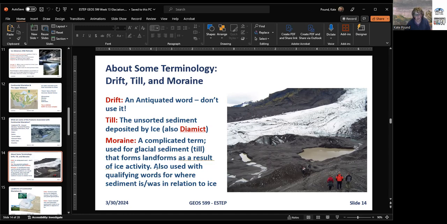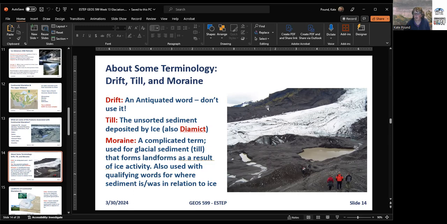There are also ways in which the word moraine gets used to describe where sediment was deposited in relation to the ice. So you may hear the term supraglacial moraine, or supraglacial till, and that refers to sediment that was originally on top of the ice, melted, and let that sediment down. Or marginal moraine, lateral moraine, medial moraine. So the use of these terms is complex.